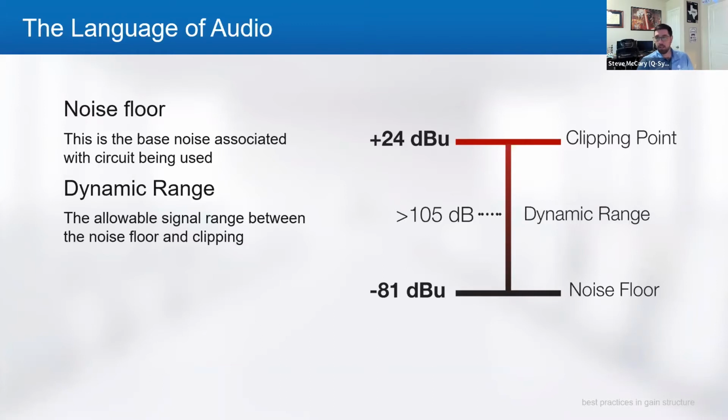concepts. So the first thing we're going to talk about is the noise floor. This is the minimum amount of signal that you're going to see that is just being generated by the circuit. So on this graph on the right, you're showing that we have a negative 81 dBu noise floor. So in most professional audio devices, plus 24 dBu is the clipping point.